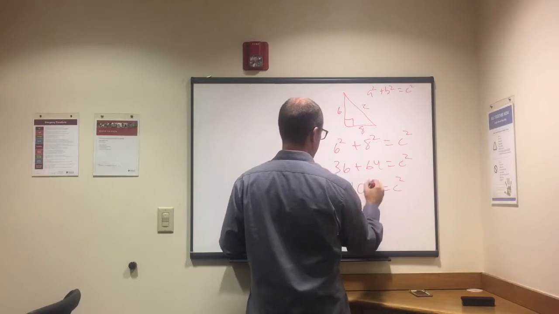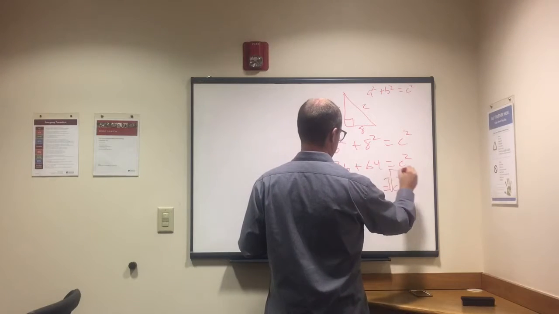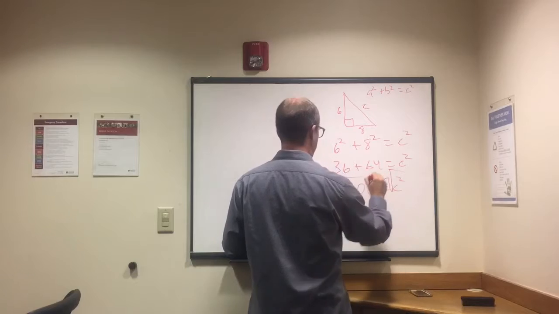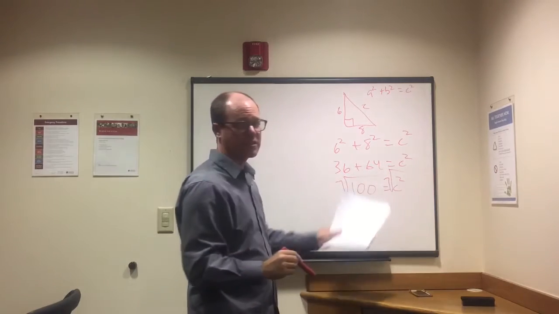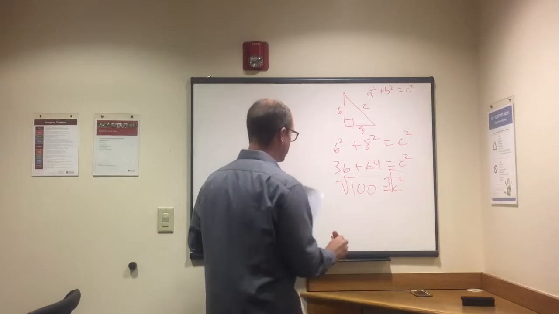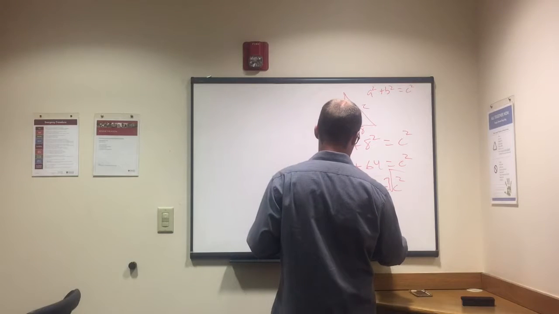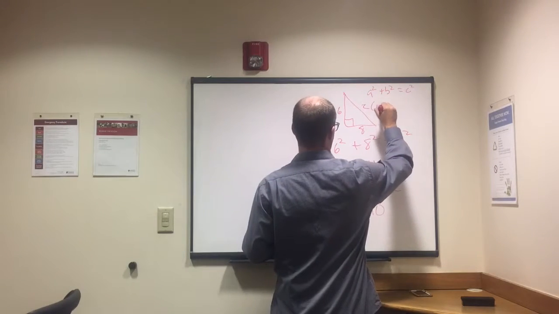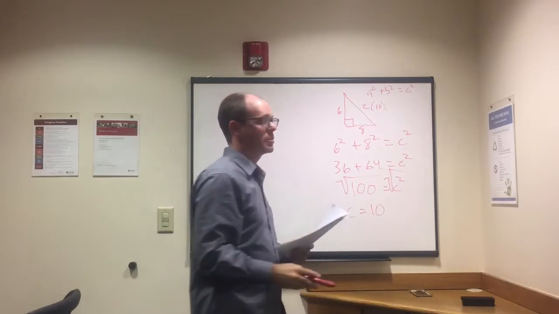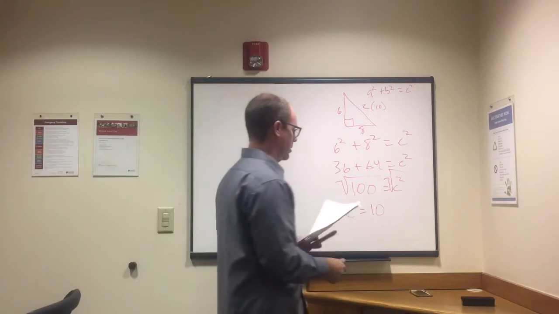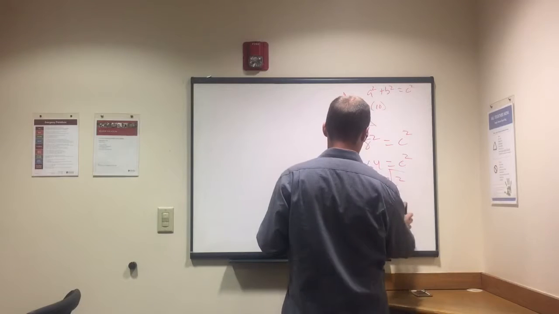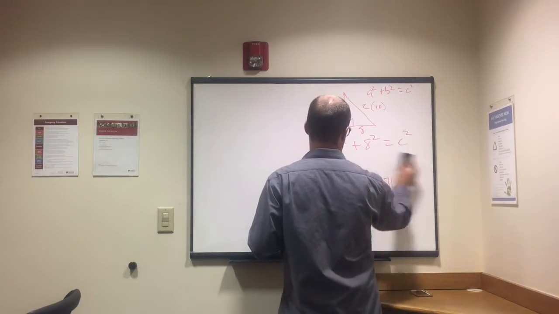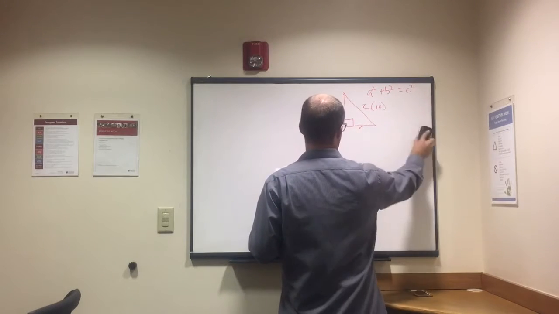equals c squared. Then we have to throw a square root on each side. We can get rid of that squared and just have c by itself. Square root of 100 is 10. That means this answer up here will be 10. Okay? I know you want to do more, so we'll do a couple more of those. Alright?